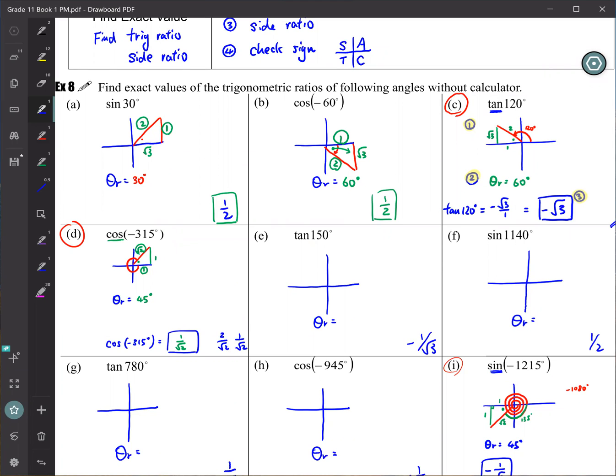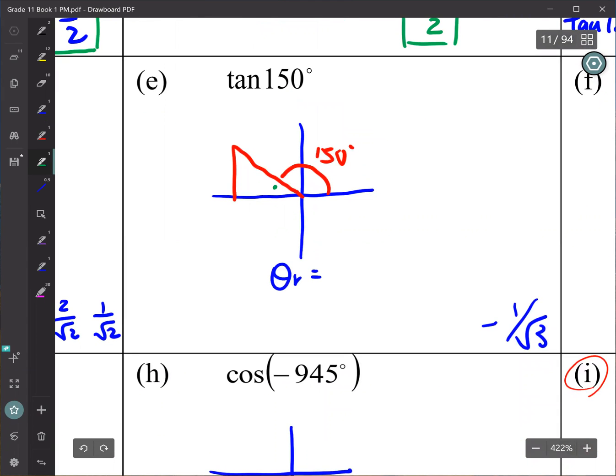Okay. Question E. 150 degree. 150 degree will turn to second quadrant. So that makes our reference angle this one should be 30. So 30 degree, small angle, small side. So that would be 1, √3 and 2. Tangent is opposite over adjacent, right?